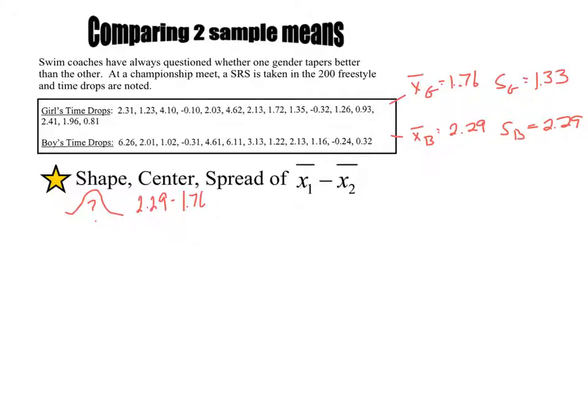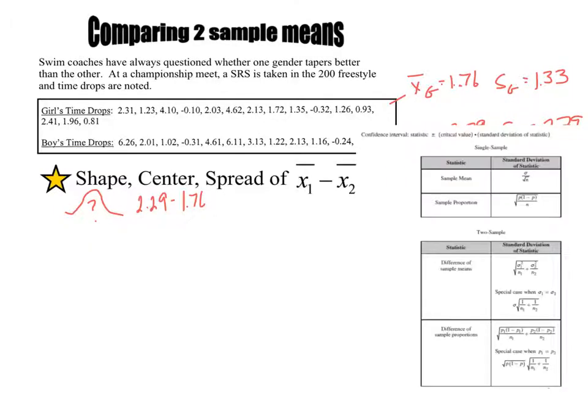And the spread, well, if you go back and look at your sheet of formulas, you'll remember it looks like this. The confidence interval is the statistic, which for us would be this centerpiece, plus or minus a critical value, so a T star for us, and the standard deviation of the statistic. So if I'm doing the difference in sample means, which I am, then here is the standard deviation for that statistic. So this is what will help me figure out the spread.